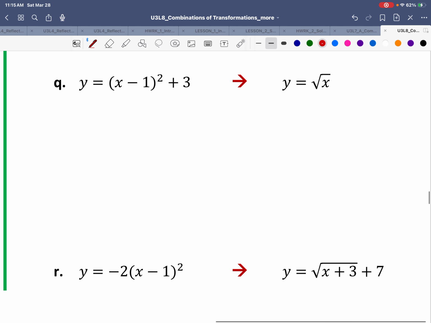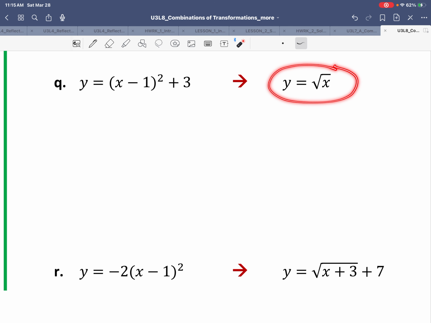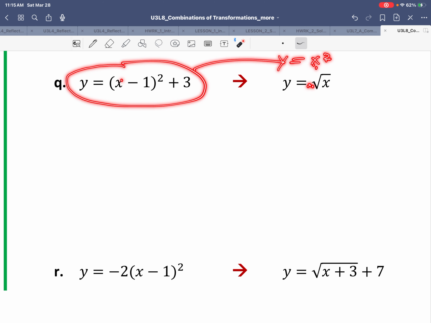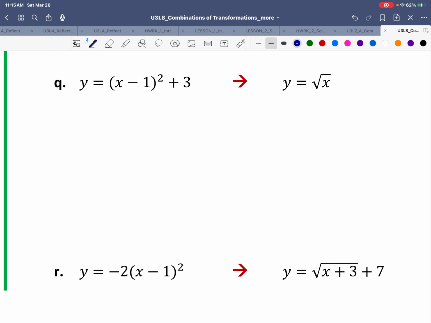Now, next we have y equals x minus 1 squared plus 3. We want to get to square root of x. Now remember, to get to square root of x, we need to have y equals x squared and inverse it, and obviously restrict the domain. So what that means is that first we need to bring this equation to y equals x squared. So let's do this step by step. This is going to have a few more steps, by the way. So we have x minus 1 squared plus 3. That means that the graph of the function will have the vertex at 1 and 3.